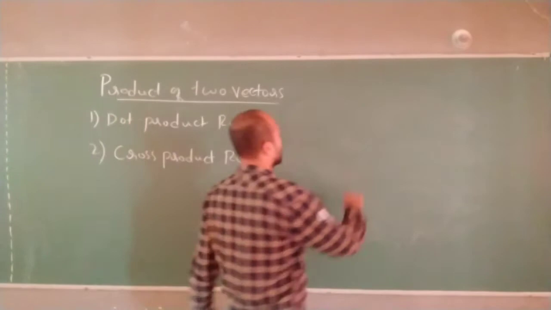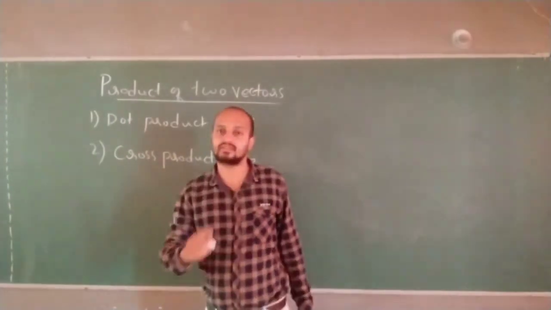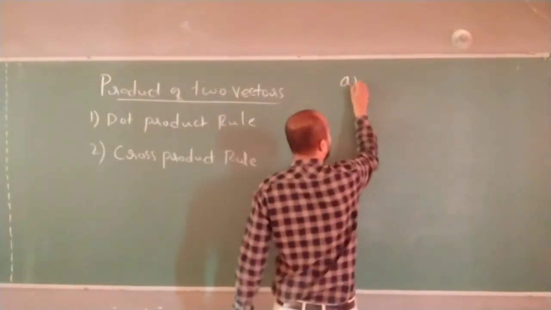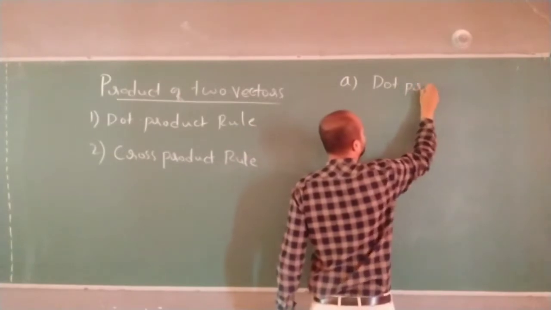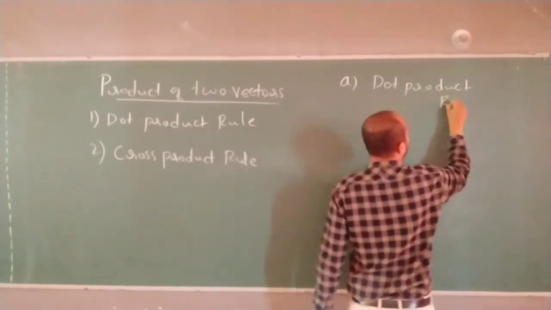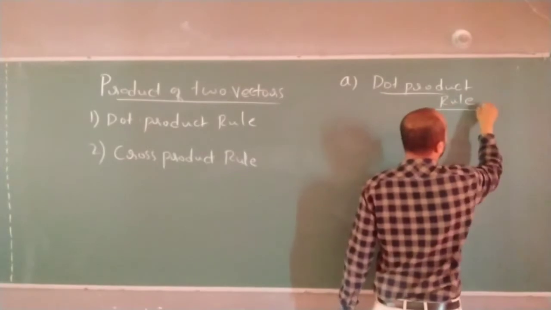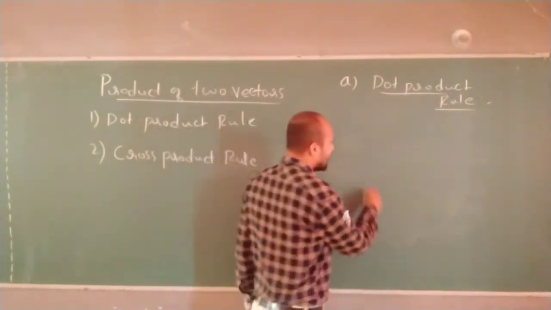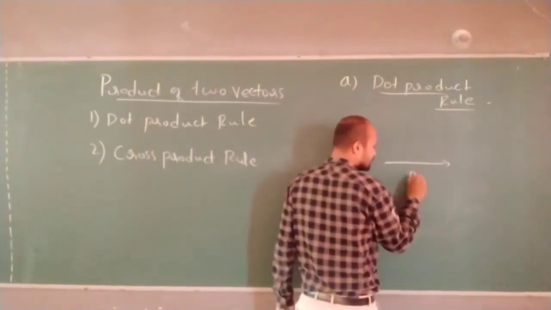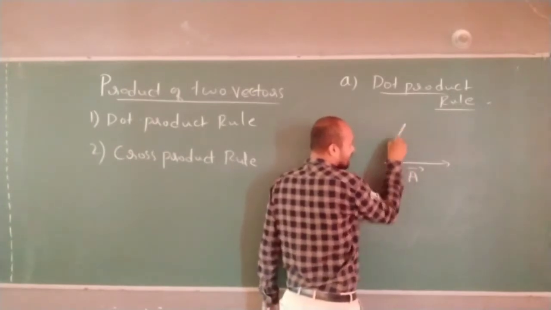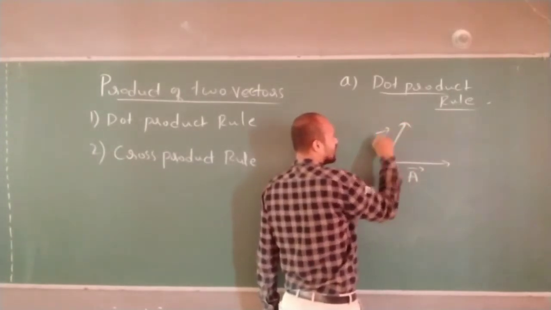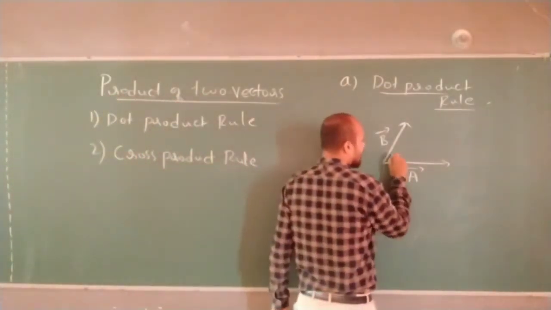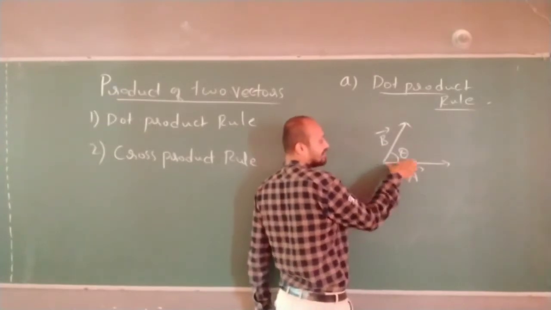First let us take the dot product. Listen carefully, because we have to understand the difference between the dot product rule and the cross product rule. Let us take a heading: dot product. Dot product rule, what does it say? Let's take one vector A and another vector B. Imagine that the angle between them is theta. I am joining their tails.